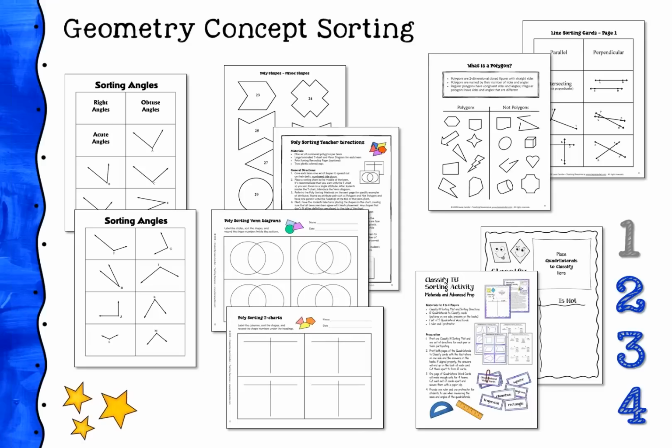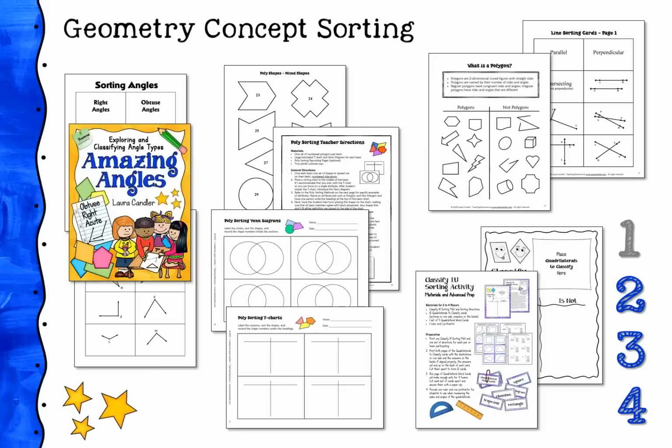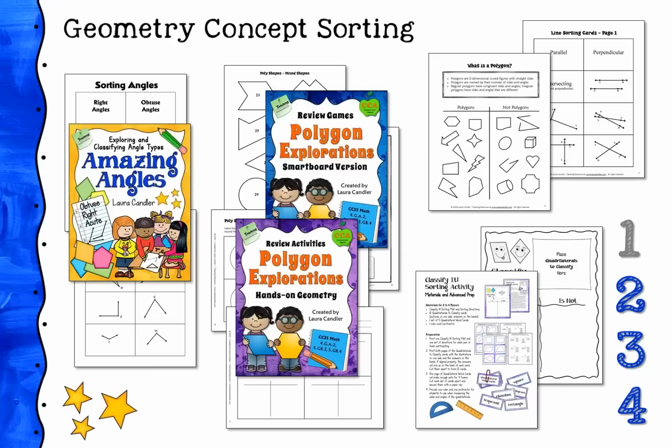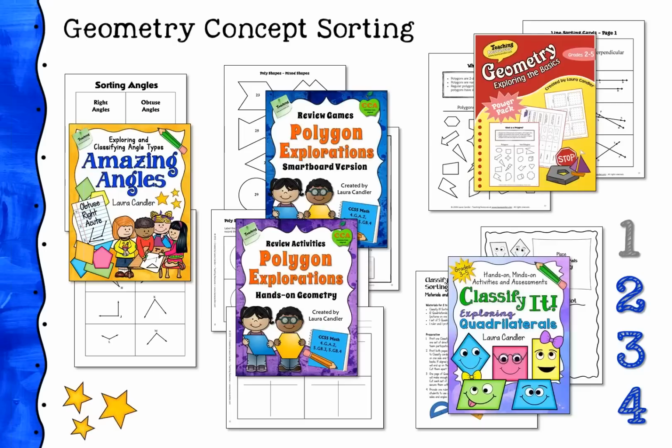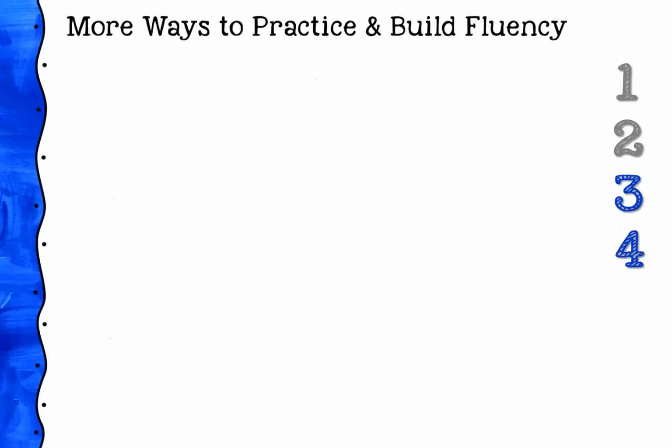These are some of the geometry concept sorting activities I have available. I already showed you the Amazing Angles activity, and Polygon Explorations comes in a smartboard version that actually has the shapes so that you can guide your kids through that lesson. The Classify It Exploring Quadrilaterals activity I shared with you, and then my book Geometry Exploring the Basics also has some sorting activities.